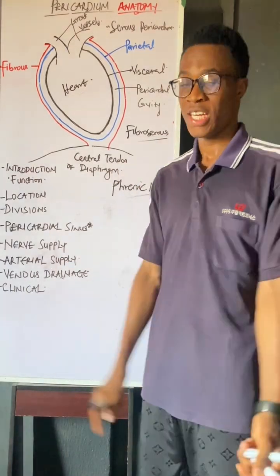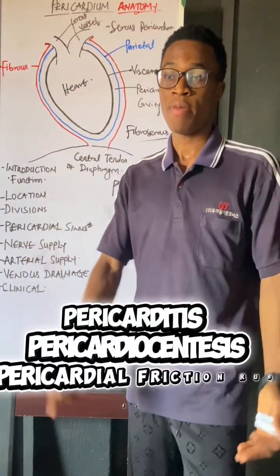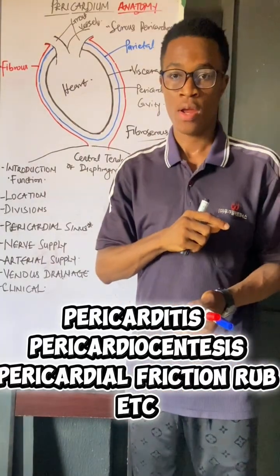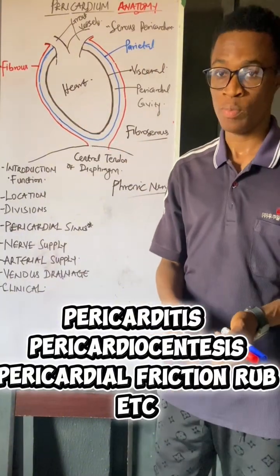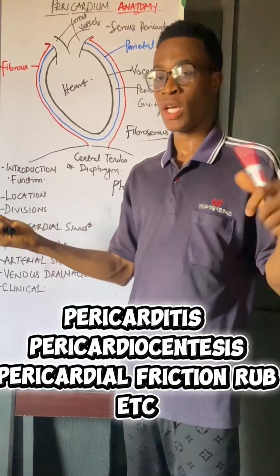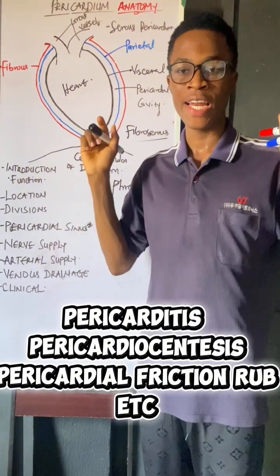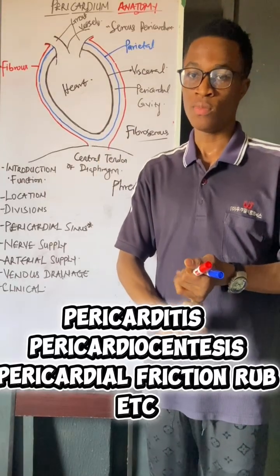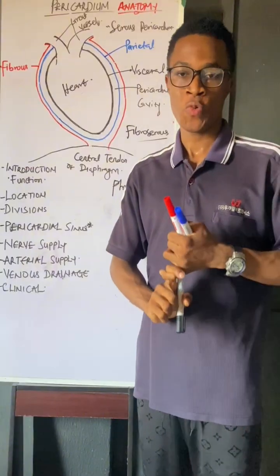The clinical, whenever you hear clinical, it can be something good, it can be something bad. We can say it might have pericarditis, inflammation of the fibrous and parietal pericardium. The viscera is insensitive to pain, therefore it can't inflame. Then we can talk about pericardiocentesis. We can talk about many other clinical abnormalities, but we are going to stop here. Inflammation of the pericardium is referred to as pericarditis, and so on and so forth.